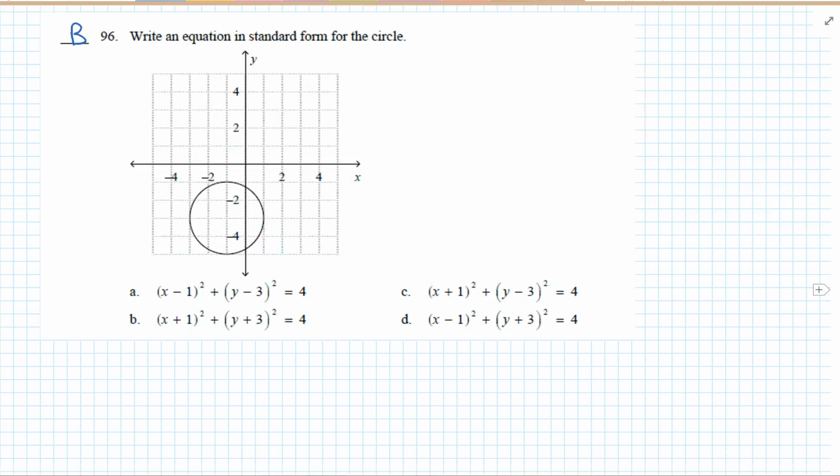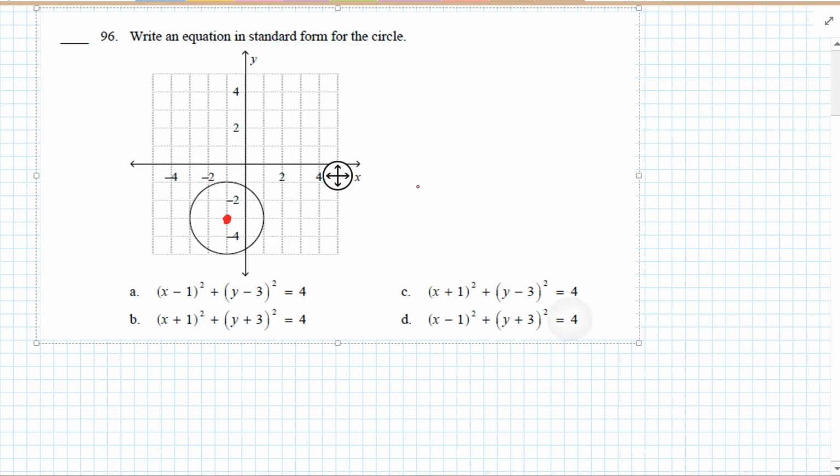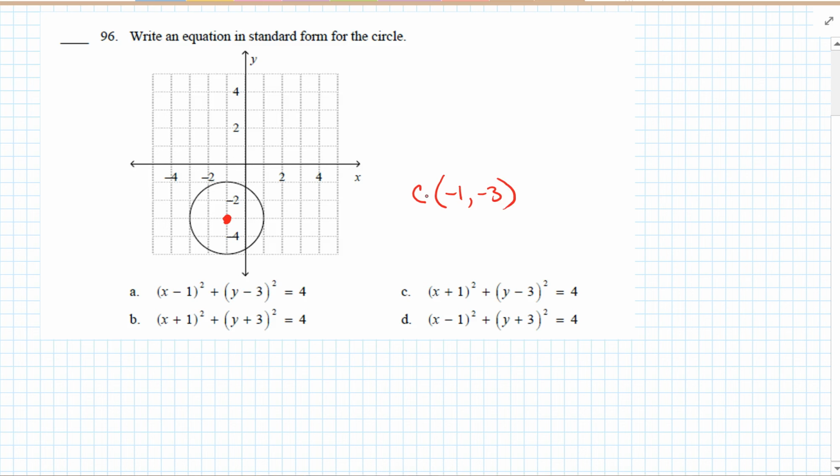Okay, number 96. Write an equation in standard form for the circle. So we need to find the radius and the center of this thing. So that looks like the center. So the center would be, looks like we go left 1 and down 3. So negative 1, negative 3. The radius would be, looks like 2 units.